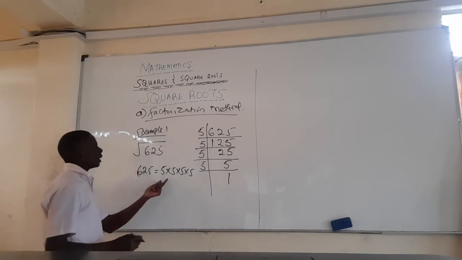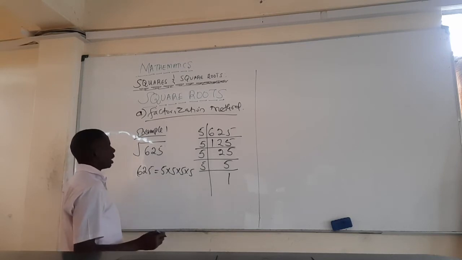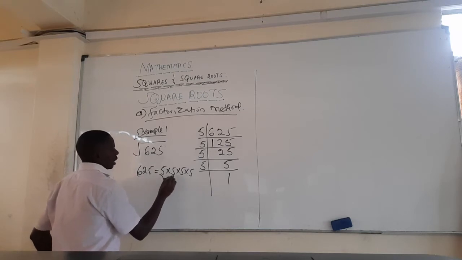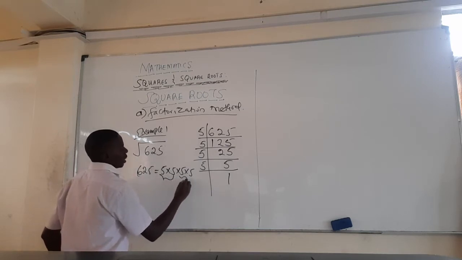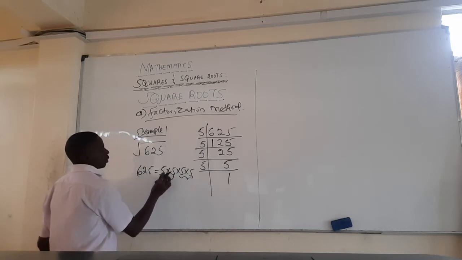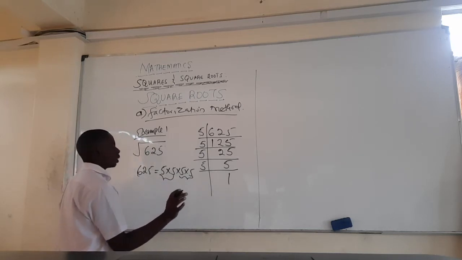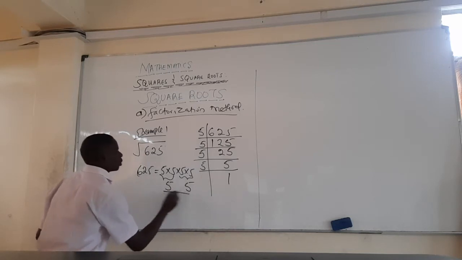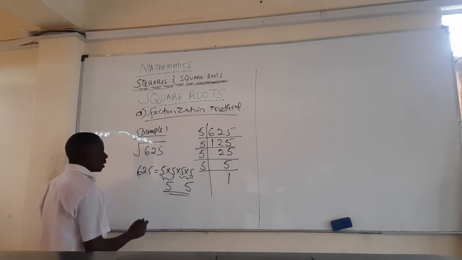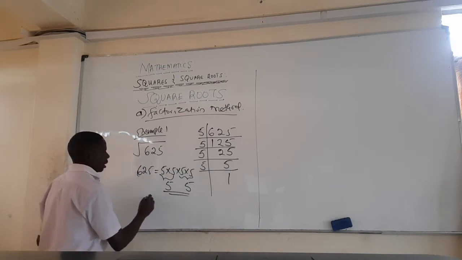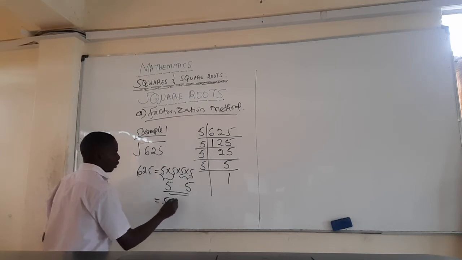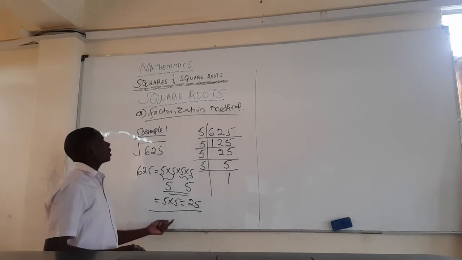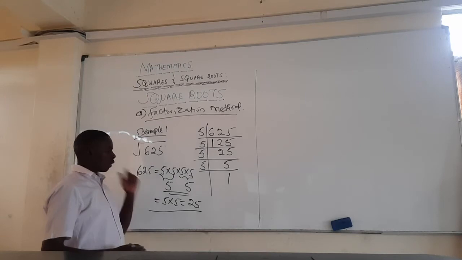Now you arrange them in pairs like that, and then you pick 1 from each pair. For 2 numbers, they must be in a pair, 5, 5. You pick 1, 5, and another 1, 5 there. So the square root of 625 is 5 times 5, which is going to give us 25. That's how you go about using the factorization method to find the square root of a number.